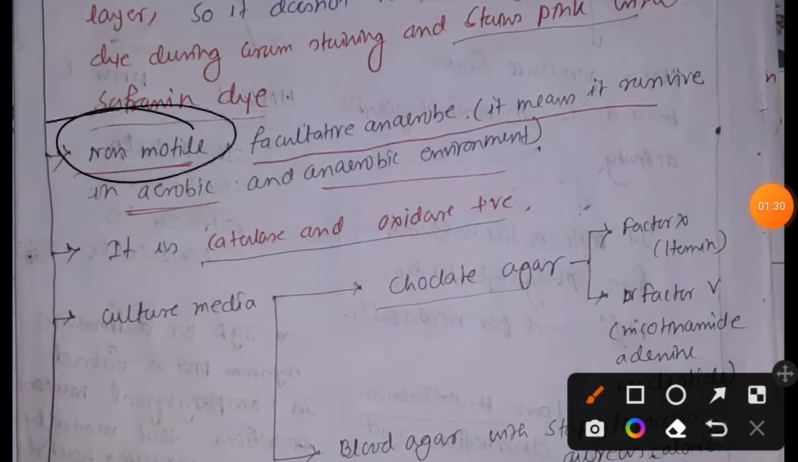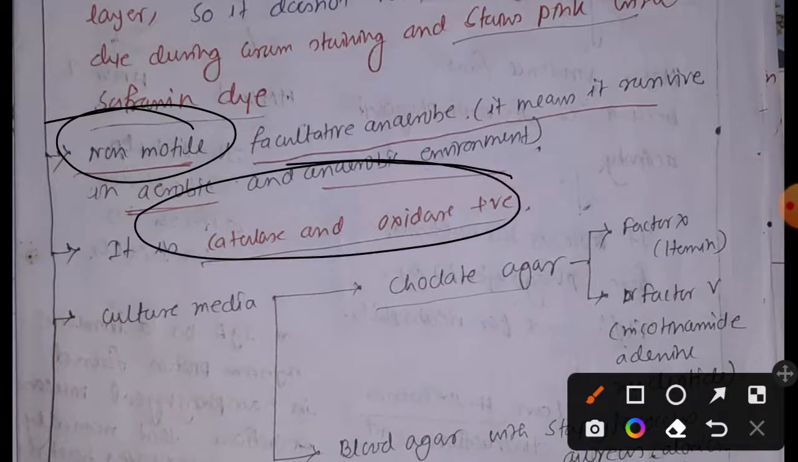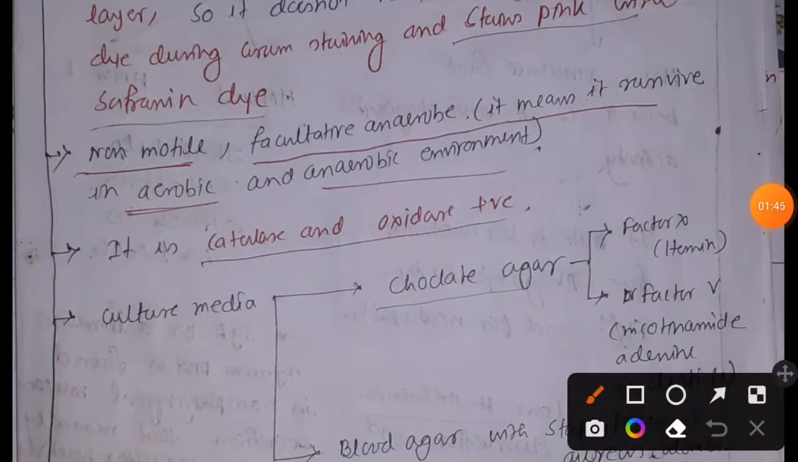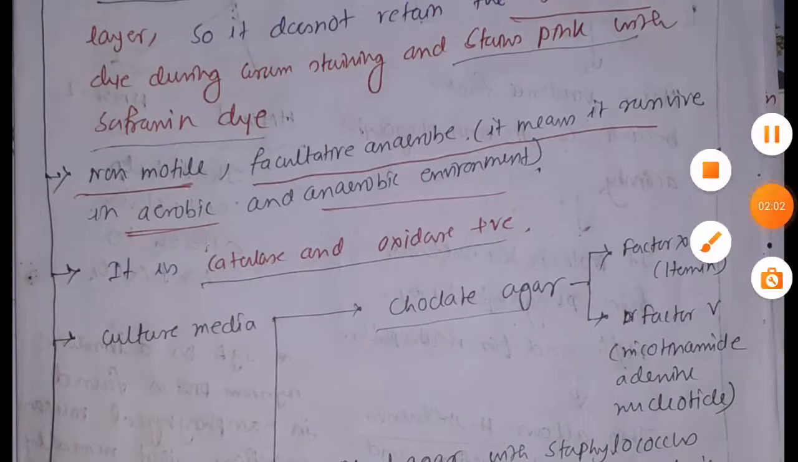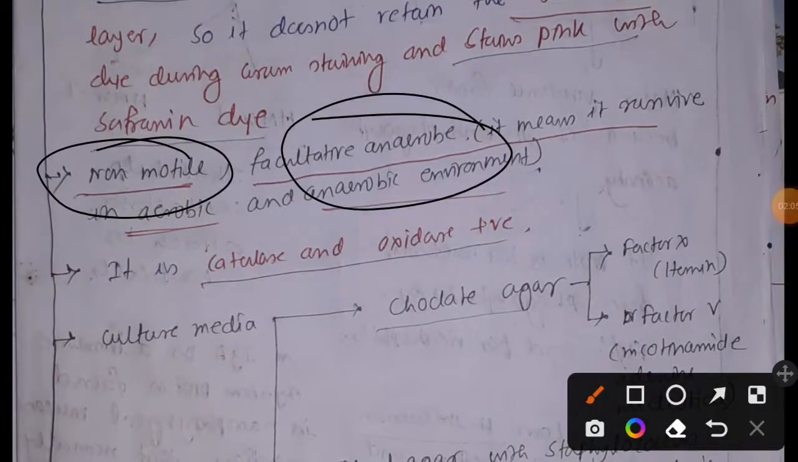Our Haemophilus influenzae is non-motile and a facultative anaerobe. That means it can survive in both aerobic and anaerobic conditions, and it is catalase and oxidase positive. So we have learned that Haemophilus influenzae is small, gram negative, and coccobacillus in shape, staining pink due to safranin. It is non-motile, a facultative anaerobe, and catalase and oxidase positive, meaning it can produce catalase and oxidase enzymes.